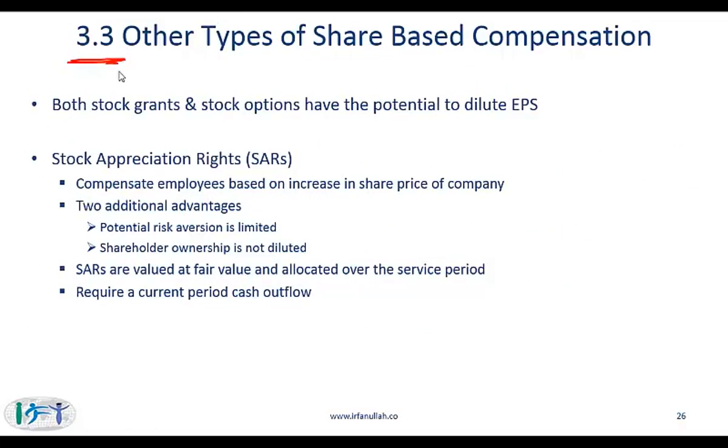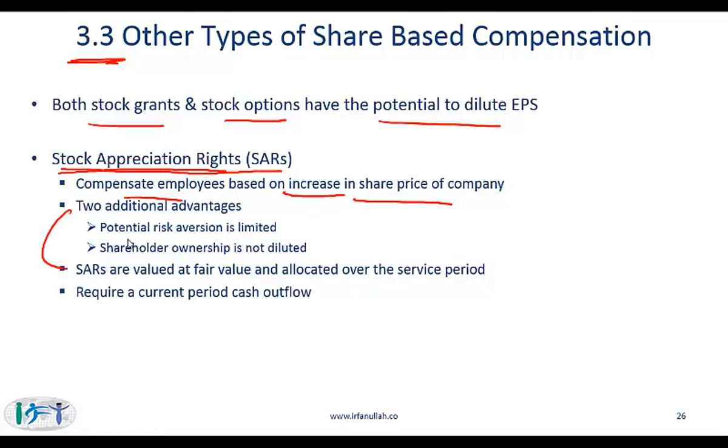The final subsegment, this is not really explicitly mentioned in the learning objectives, but it's in the curriculum, so I'll spend a minute. Both stock grants and stock options have the potential to dilute EPS. So some companies have come up with the stock appreciation rights, where companies compensate employees based on increase in share price. So shares or options are not given, but a compensation is tied to the share price. The advantage is that potential risk aversion is limited, or the potential to take extra risk might be limited. The shareholder ownership is not diluted.